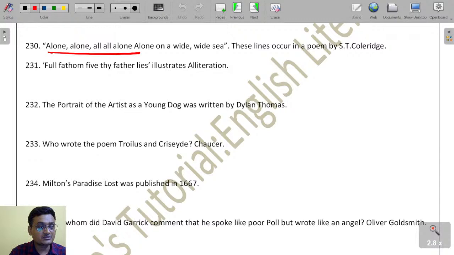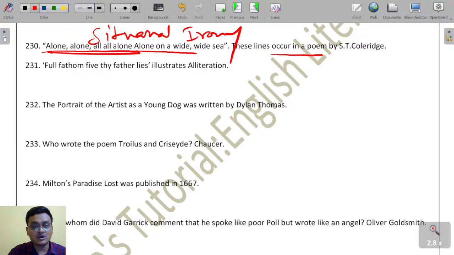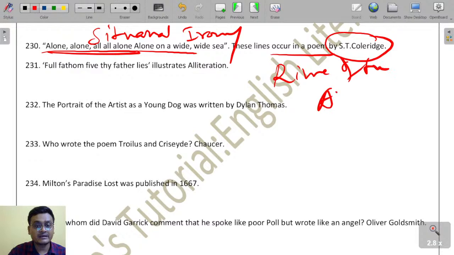Alone, this is actually situational irony. Alone, on a wide sea. These lines occur in Samuel Taylor Coleridge's Rime of the Ancient Mariner. Okay, this is situational irony. Okay, water is everywhere but none to drink. Full fathom five thy father lies illustrates alliteration.